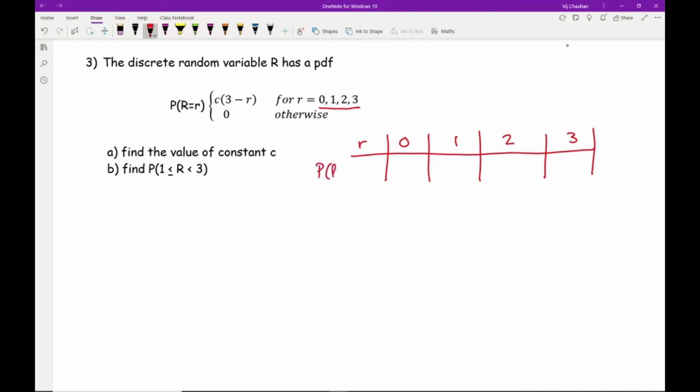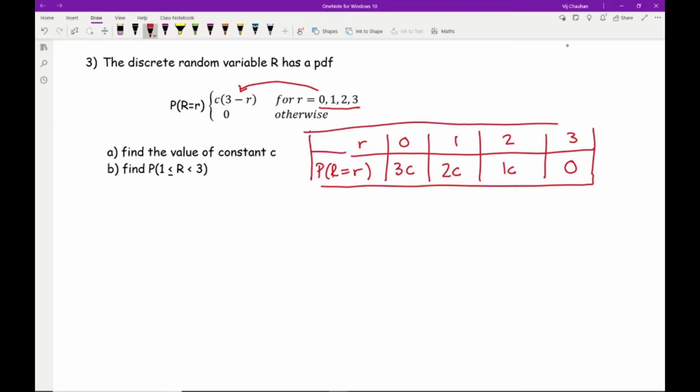And the probability that r equals little r is as follows. Now what I'm going to do is substitute these numbers into this formula to work out what the respective values are going to be. So here I've got 3 take away 0, where r is the value above in the column. So 3 take away 0 is 3, and so it's just 3c. 3 take away 1 is 2, so that's 2c. 3 take away 2 is 1, so that's just 1c. And 3 take away 3 is 0, so it's 0c. And so there I've got my probability distribution.